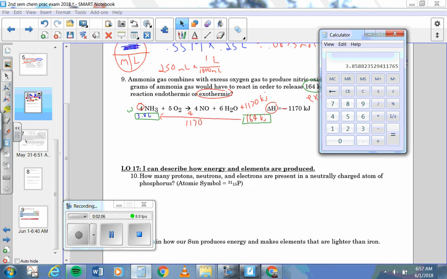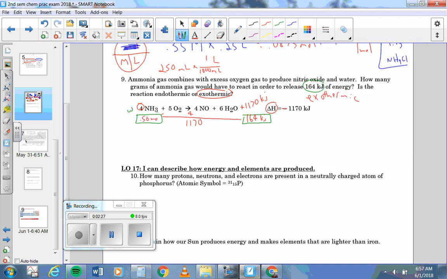So clear. 164 times 4 divided by 1170 equals 0.56. So sometimes just using math in your head, you might be able to check the logic. 0.56 moles. Why did it look suspicious? Because it was too close to 4. So that should have been close to 1170, but I was nowhere near there. I'm going to have 0.56 moles.